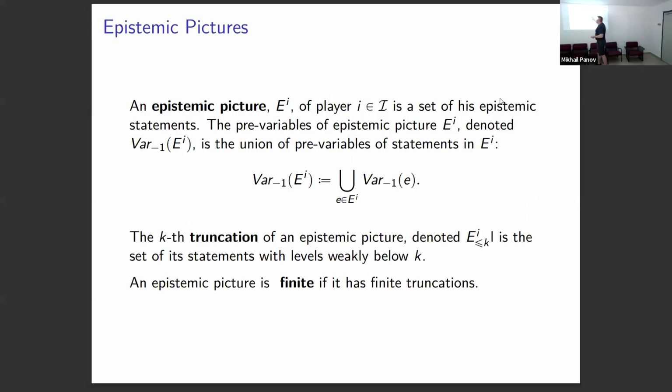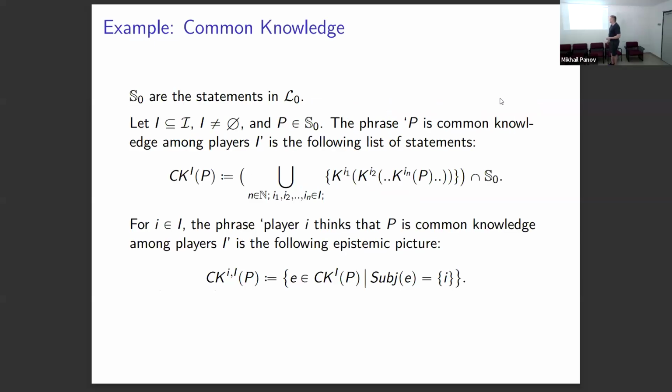Then, an epistemic picture is a collection of epistemic statements of player I. Truncation of an epistemic picture: an epistemic picture could have many levels, very long sentences. If I'm level 5, I only look at up to 5. That's a truncation. And the picture is finite if all of its truncations are finite. So basically, these finite pictures are very important because if I have a finite picture, I'm going to analyze finitely many statements, I'm going to construct a finite Omega. Finite truncation, what does it mean? Every statement is finite. Yes, but you could have infinitely many of them. And if you have infinitely many statements of level 3, then your picture is not finite. But common knowledge is a finite epistemic statement, right?